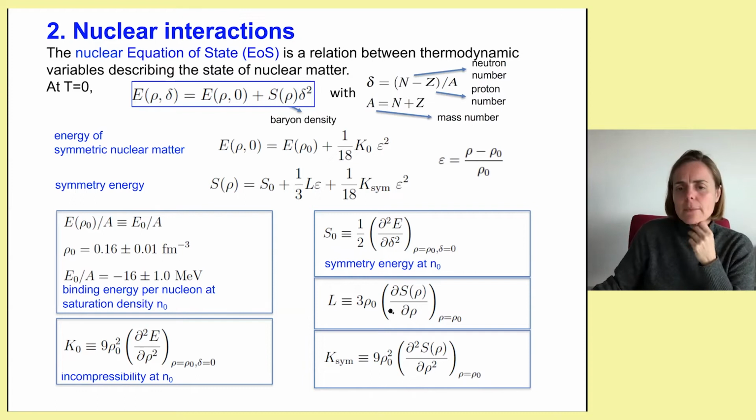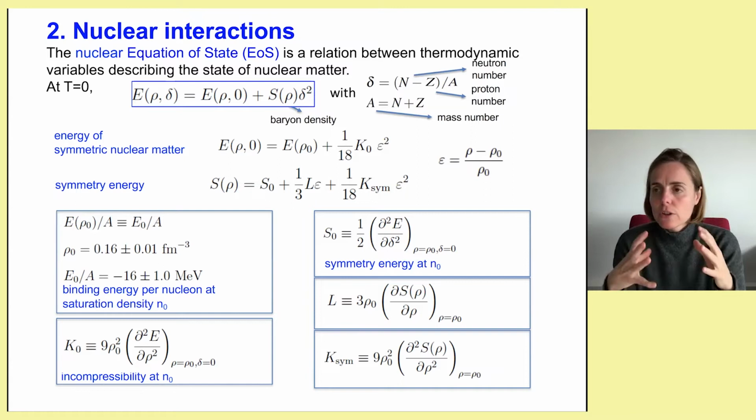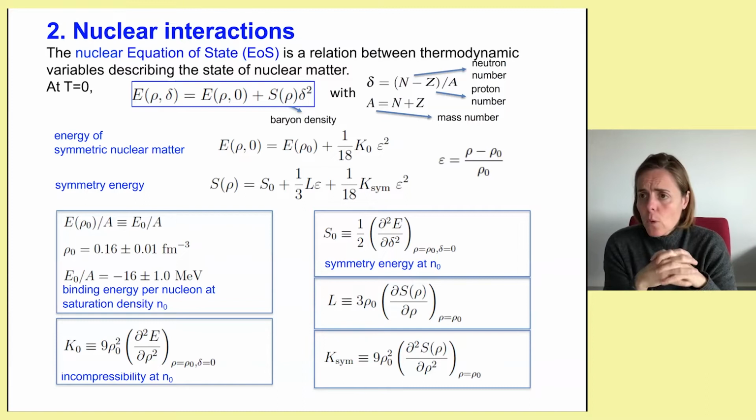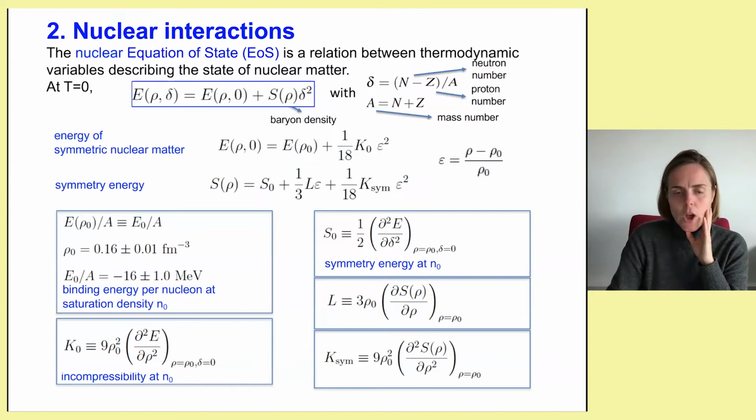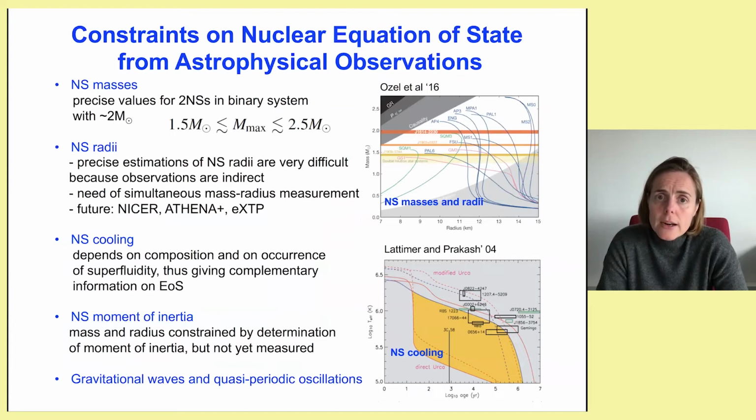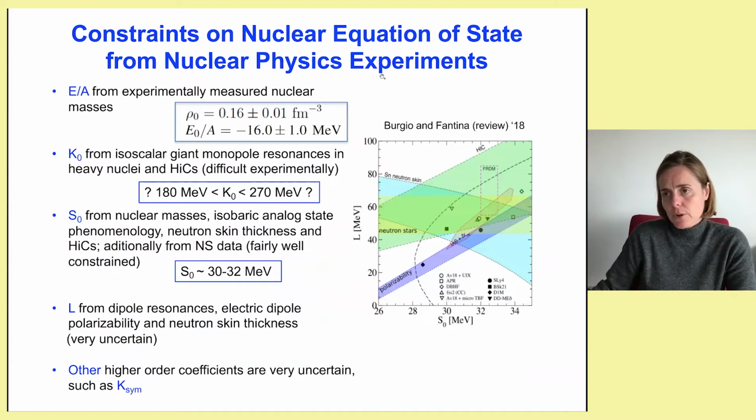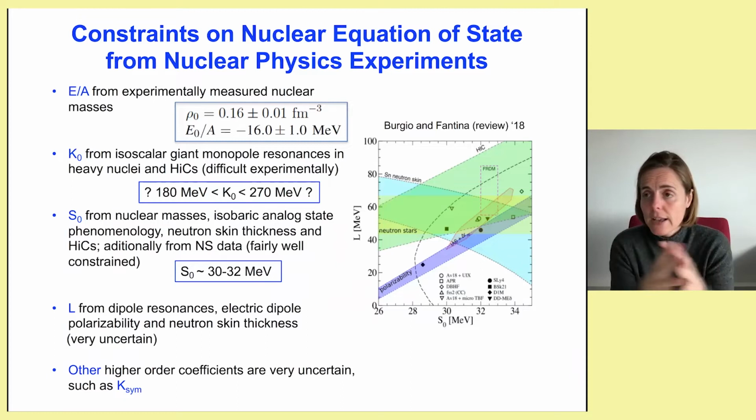So why I'm showing you all of this: in some sense, all the models, at least at low densities around saturation, have quantities that have to be respected or have to fulfill some observations, okay? What I mean is that not only are there observations, but there are also constraints coming from nuclear physics experiments, okay? And those are some things that your equation of state, which is your model, has to fulfill.